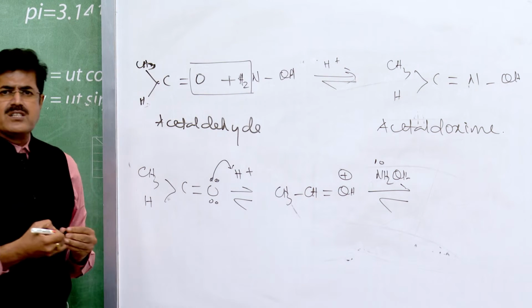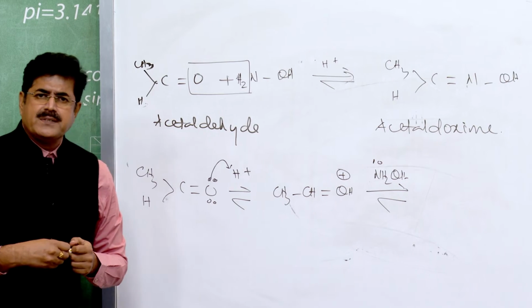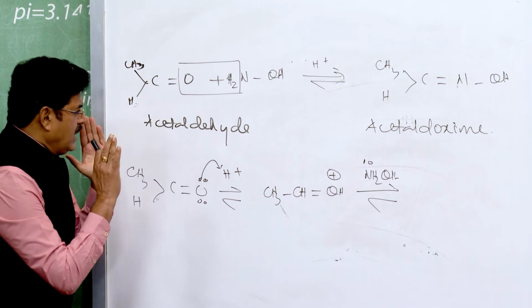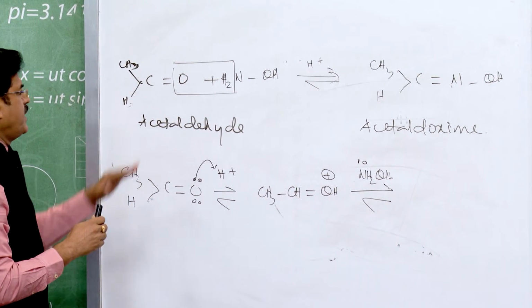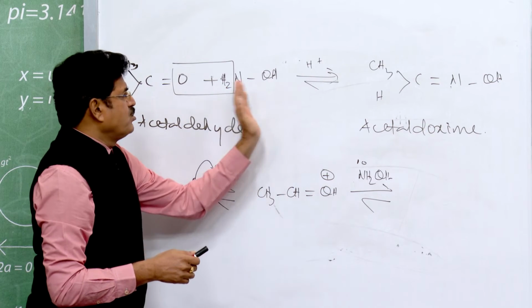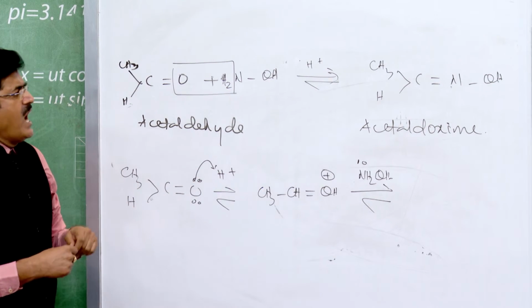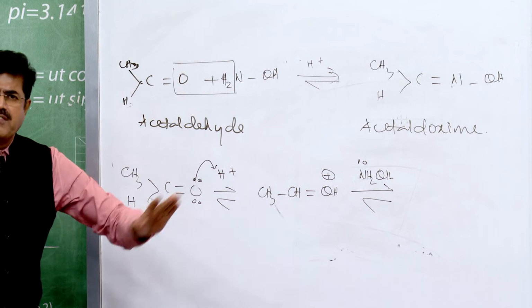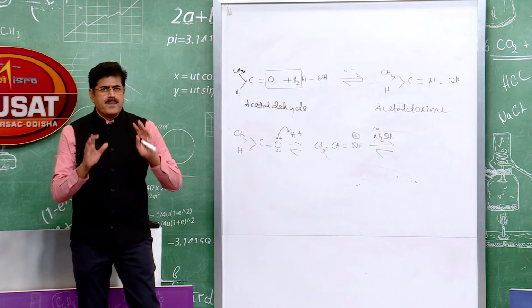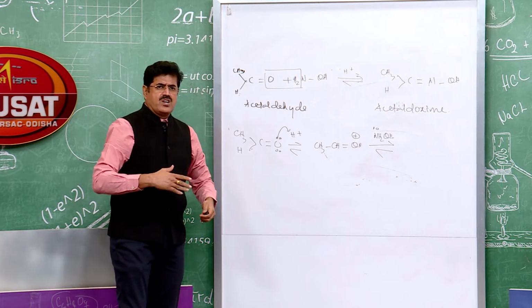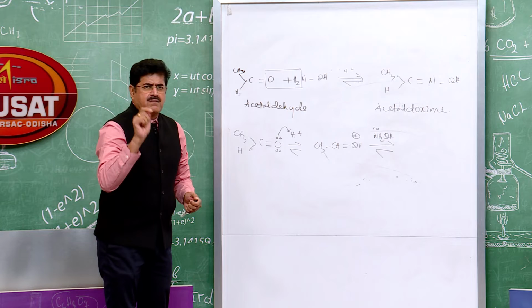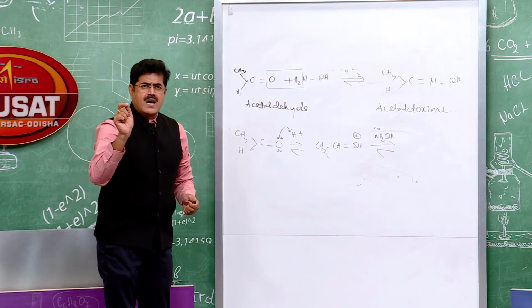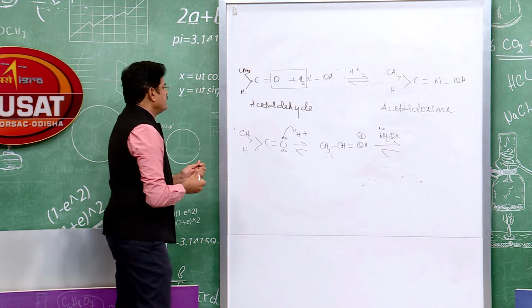Also, it helps to remove the water from the carbinolamine. So in a weakly acidic medium, the reaction takes place. Acetaldehyde reacts with hydroxylamine to give acetaldoxime. Similarly, acetone reacts with hydroxylamine to give acetone oxime. So this is the second addition reaction under the class of addition elimination reactions.